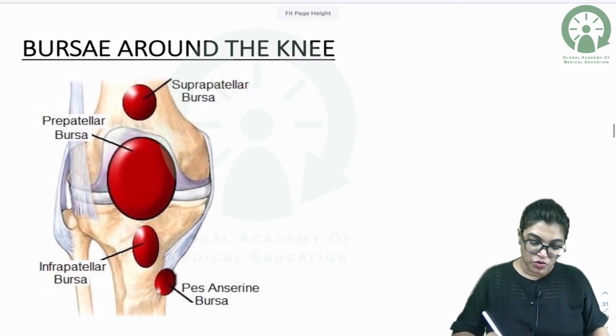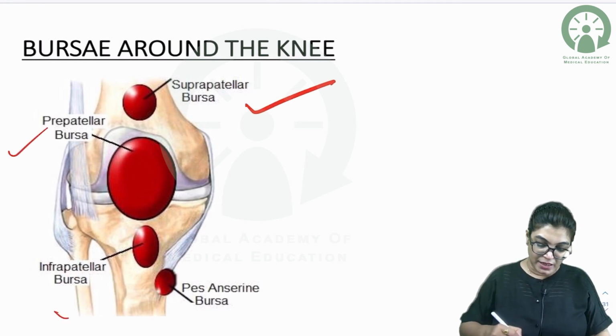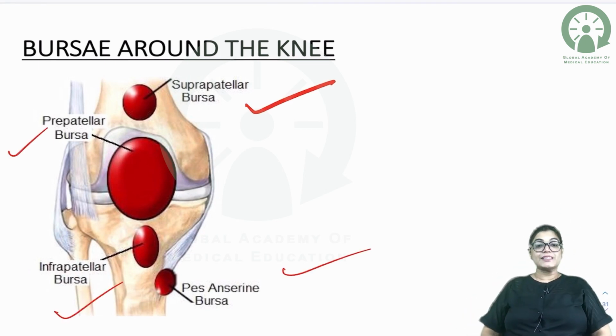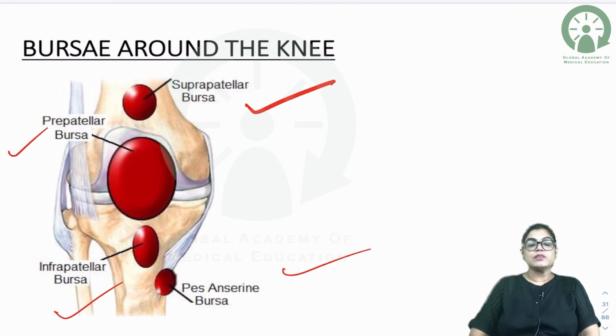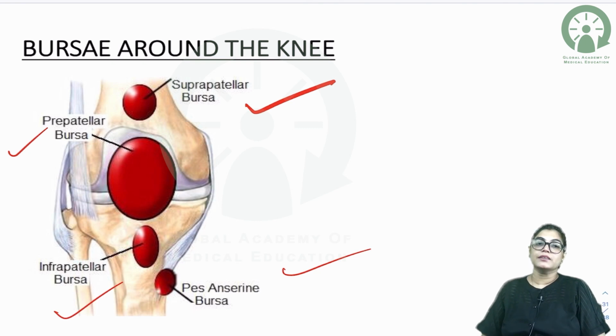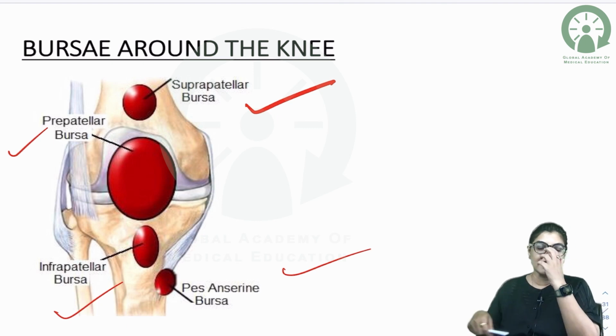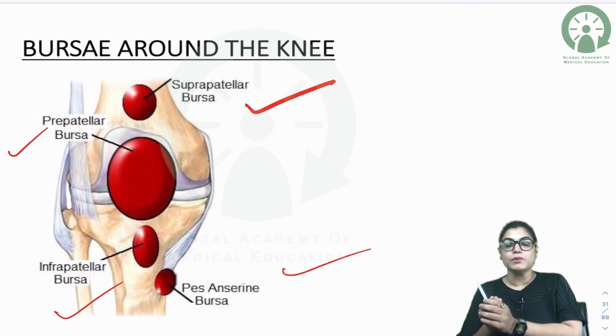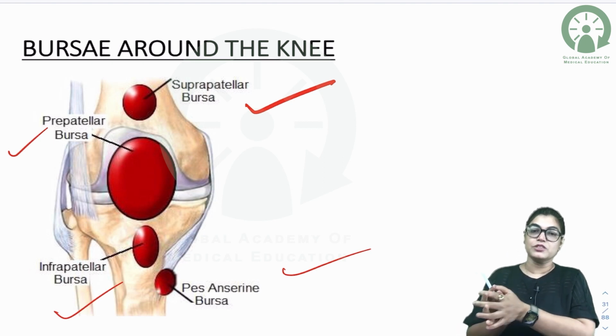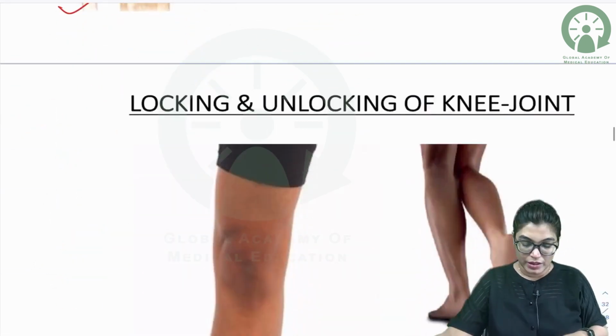Now, bursas around the knee joint are suprapatellar bursa, prepatellar bursa, infrapatellar bursa, and pes anserine bursa. Pes anserine bursa is on the medial proximal part of the tibia. Prepatellar bursa and infrapatellar bursa are more anterior. Superiorly, we have the suprapatellar bursa. Now, there are certain clinical points about these bursas. When these bursas are inflamed, the condition is called bursitis. I will tell you about that.